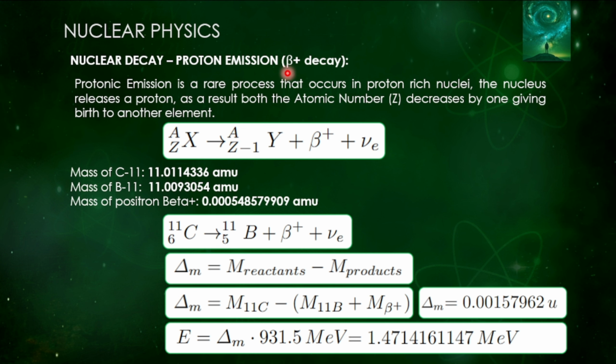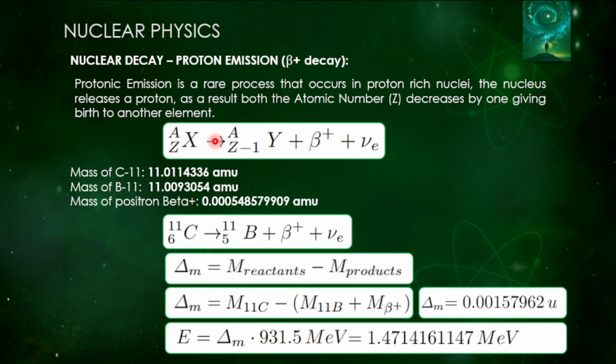Another type of decay is positron emission, which is beta plus decay. It's a rare process that occurs in proton-rich nuclei. When you have a nucleus rich with protons, it can decay while releasing one proton, and as a result, the atomic number Z decreases by one, giving birth to another element.